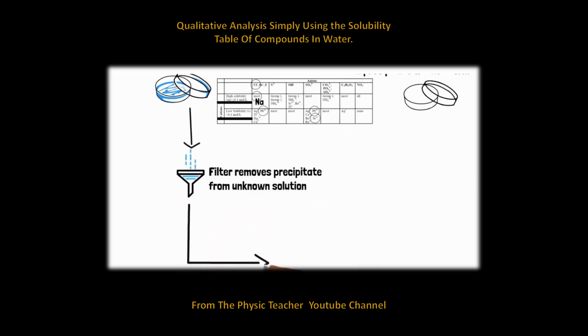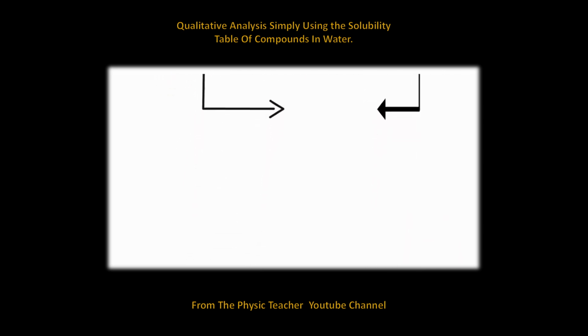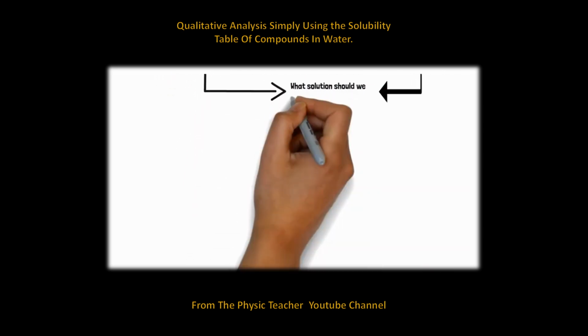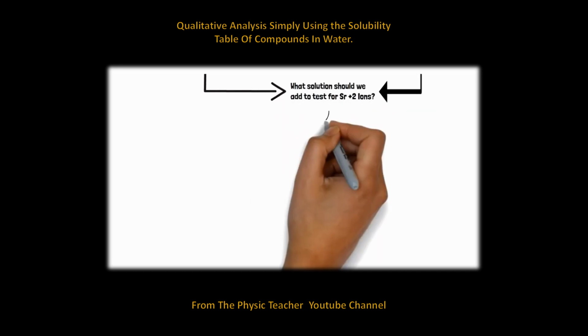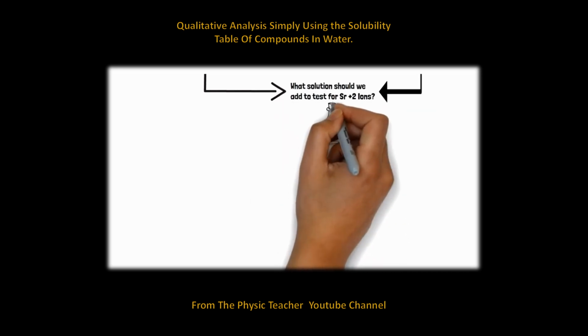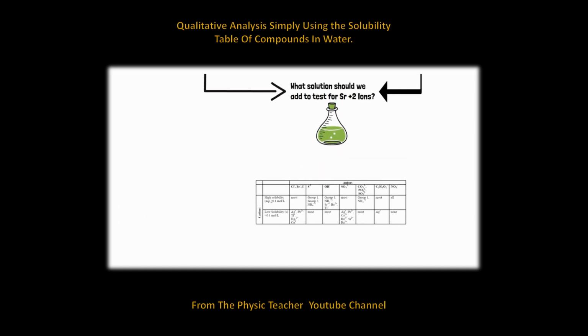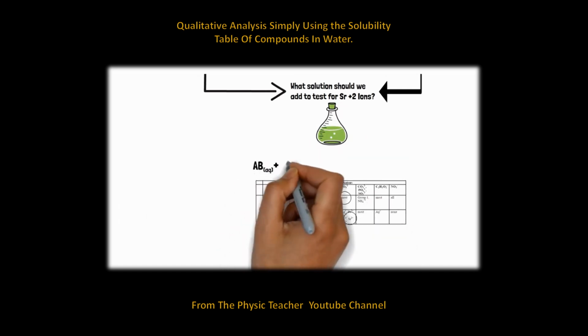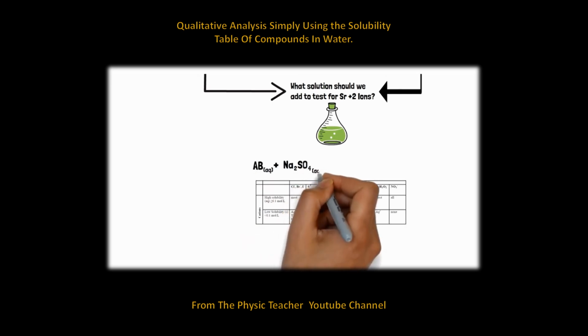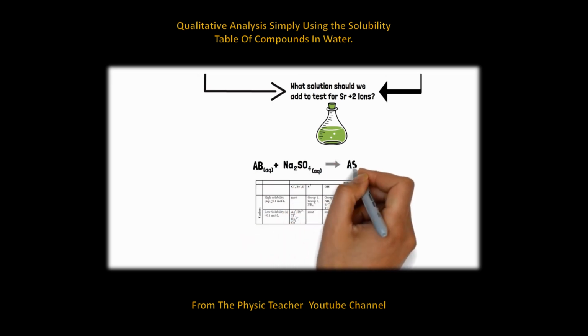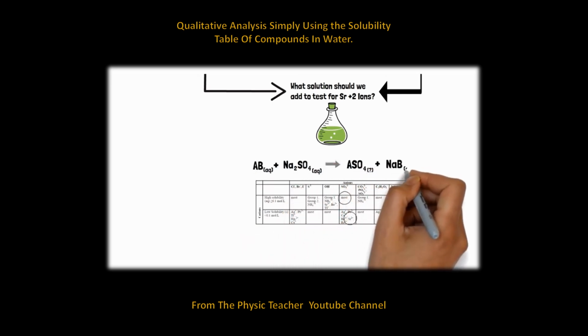Once again, what solution should we add to test for strontium ions? We need a compound that will dissolve in water, but when it undergoes a double displacement reaction, will precipitate if strontium is present. Now, since we have determined whether or not lead is present, we can use sulfate to determine if strontium is present. Once again, keep it simple. Sodium sulfate is highly soluble and will work as our known solution.